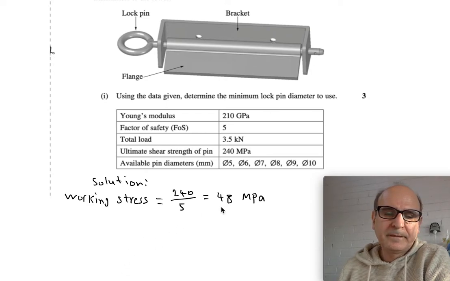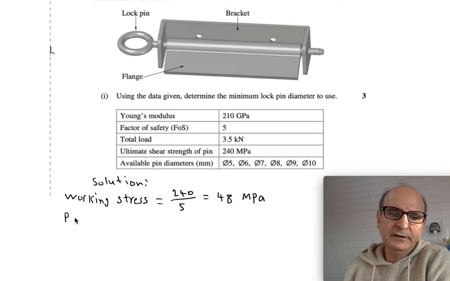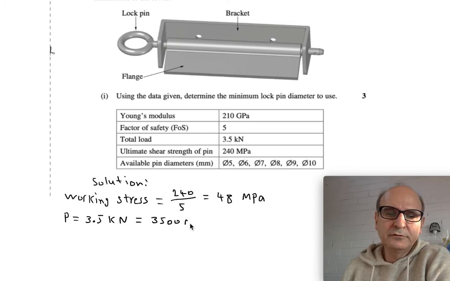All right, but as we said, we have two faces or two areas of the pin which is taking this load. Now according to this, the total load is 3.5 kilonewton, so P is 3.5 kilonewton, which becomes 3,500 newtons.